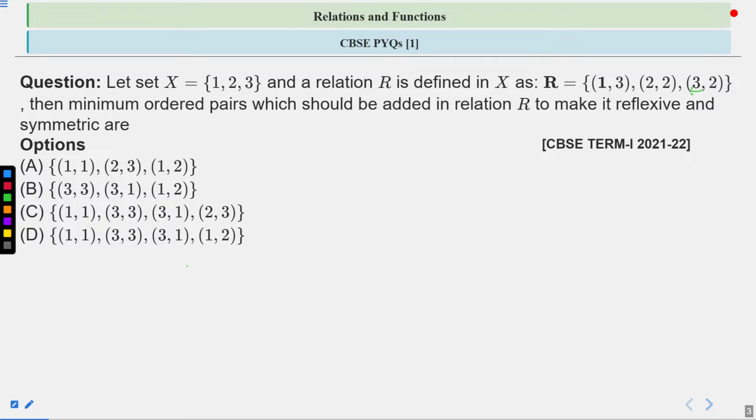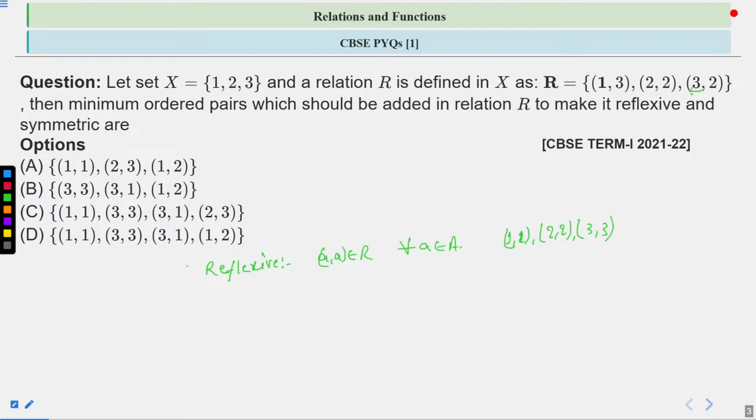A relation is called a reflexive relation if and only if the condition is (a,a) should belong to R for all a belonging to A. This is the condition of a reflexive relation. So suppose we have a set X as {1, 2, 3}. To make it reflexive, R must have (1,1), (2,2) and (3,3). Clear? R must have (1,1), (2,2) and (3,3).